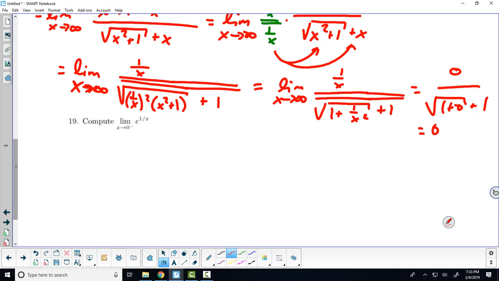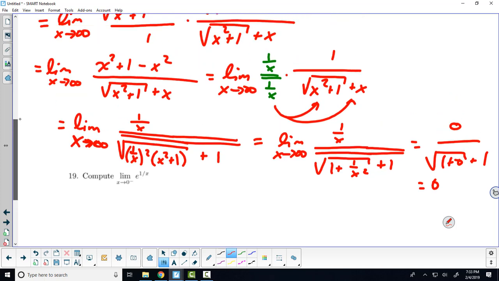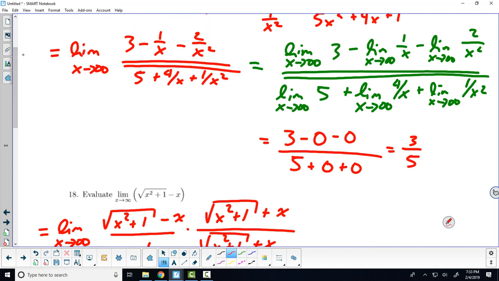Do we want to talk about that more? The work is similar to what we did up here when I showed you in green, where I distributed the limit everywhere and then started evaluating things. Travis, do you want to go through that?